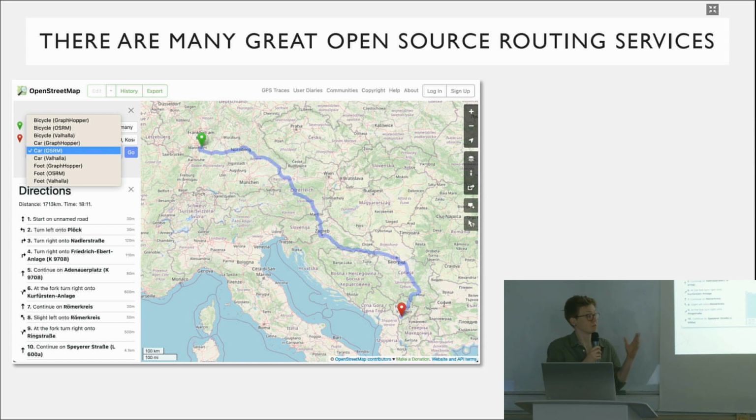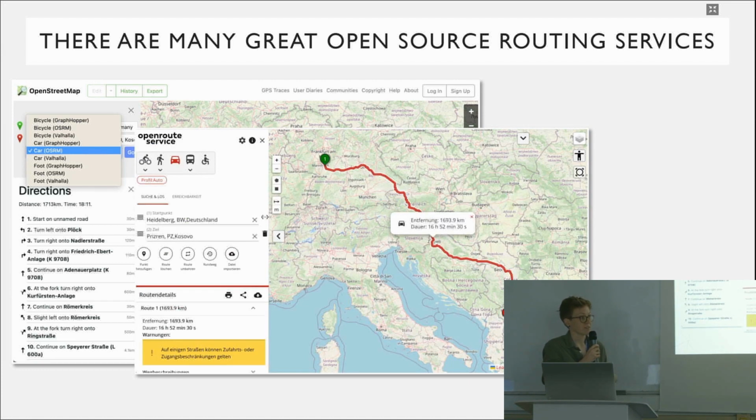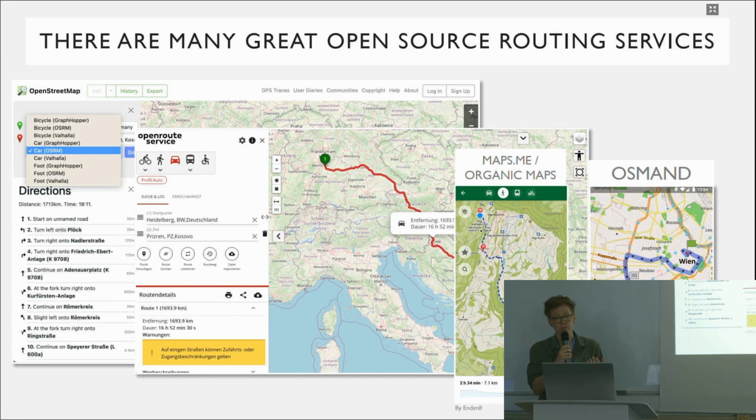For example, when you go to openstreetmap.org, you get the functionality to calculate a route using different profiles, so by car, by bike, or walking. And you can even select different routing engines. So there's, for example, GraphHopper, Open Source Routing Machine, or Valhalla. In addition to that, there are also other ones, for example openrouteservice, which is an open source routing engine that's maintained and developed by HeiGIT. And there are also different mobile apps which let you calculate routes while you're, for example, hiking or driving.